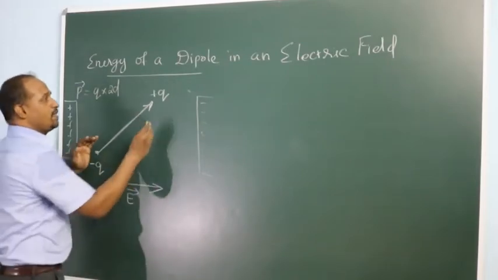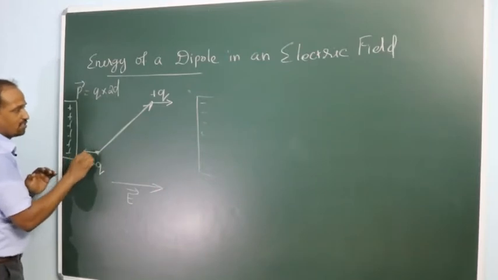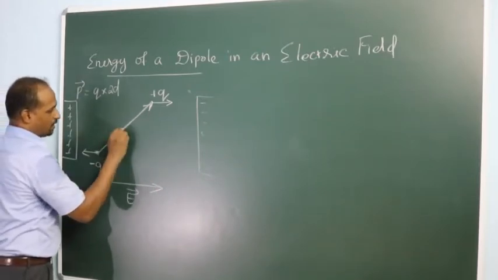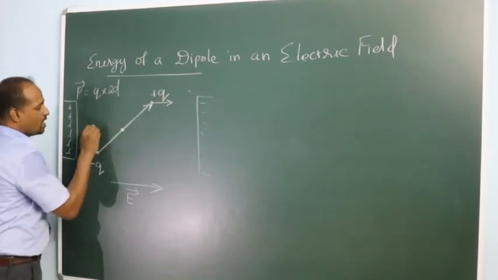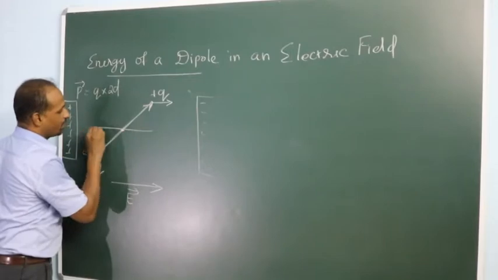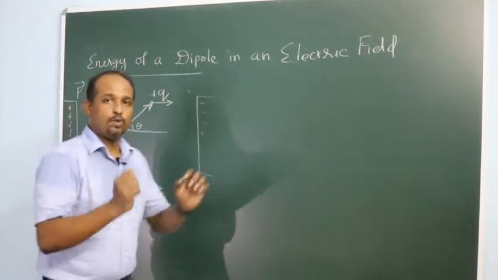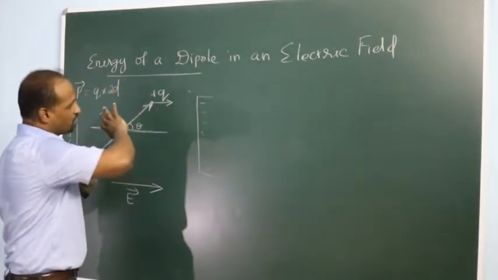Naturally the force on this charge will be on this side and the force on the other will be on that side. It already makes an angle theta. Let's say this is the midpoint, the total distance between the charges of the dipole is 2d, and it makes an angle theta. You would like to rotate this. How do we do that?